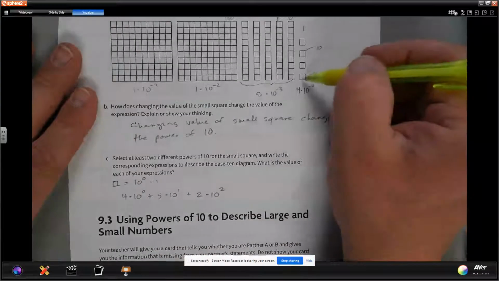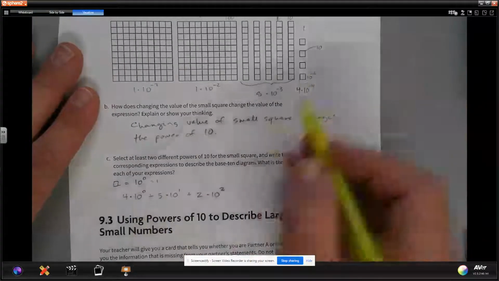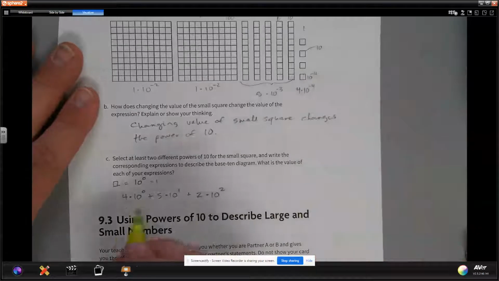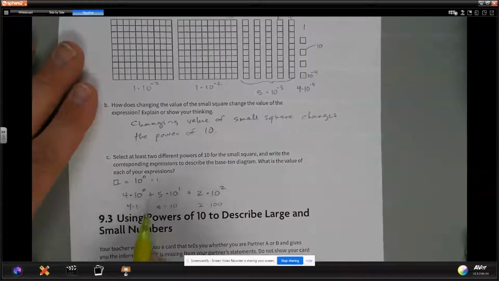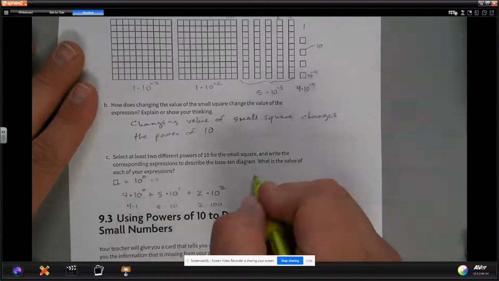So we get values where this would be like saying 4 times 1. This would be like saying 5 times 10. And this would be like saying 2 times 100. And you see the idea of the progression, 10 times larger each time.